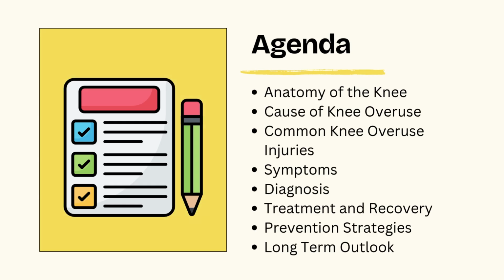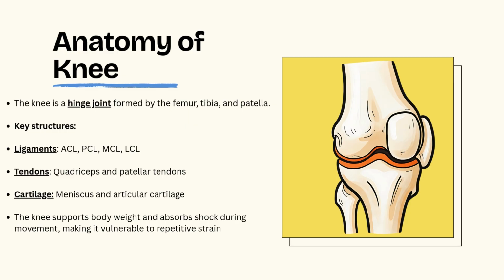The agenda for today's talk is as follows: the anatomy of the knee, causes of knee overuse, common knee overuse injuries, symptoms, diagnosis, treatments, prevention strategies, and the long-term outlook from knee overuse injuries. Now, let's talk about the anatomy of the knee.